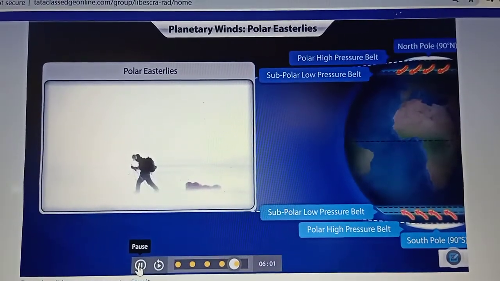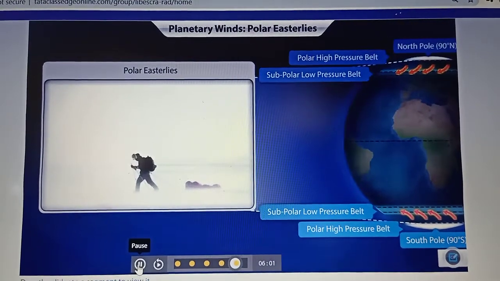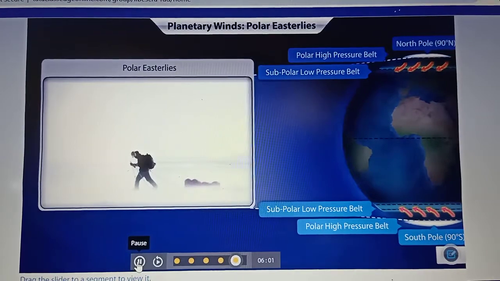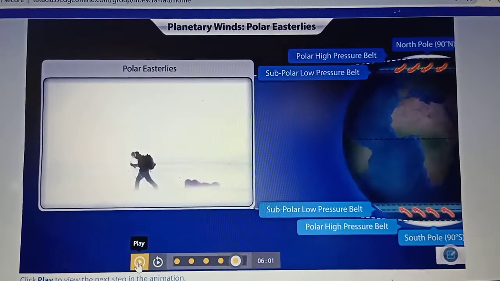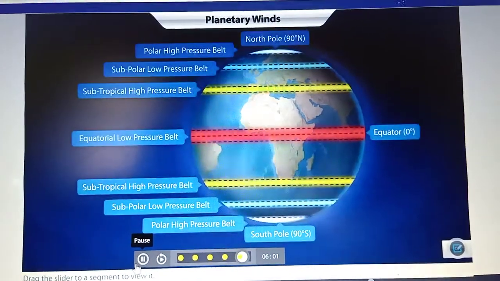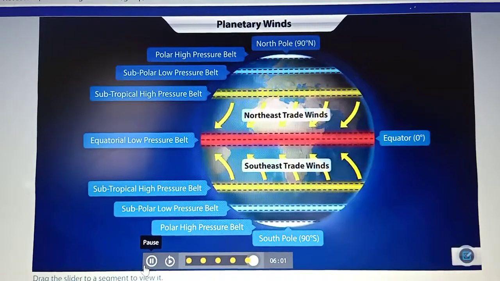Polar easterlies are weaker than the westerlies. They are extremely cold and dry as they blow from the frozen polar region. Let us quickly recall all the planetary winds that blow across different regions of the Earth.